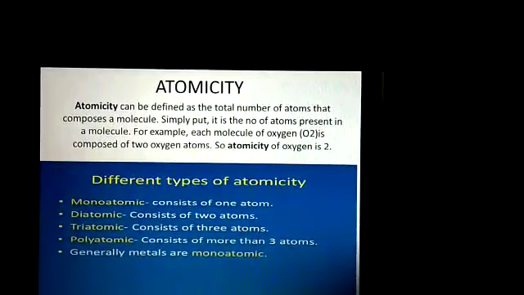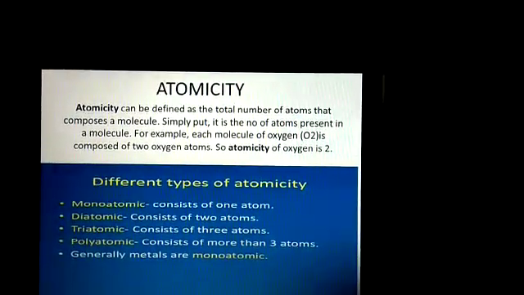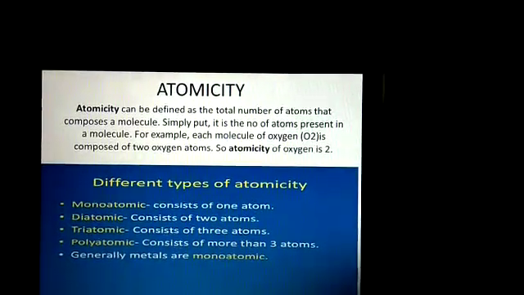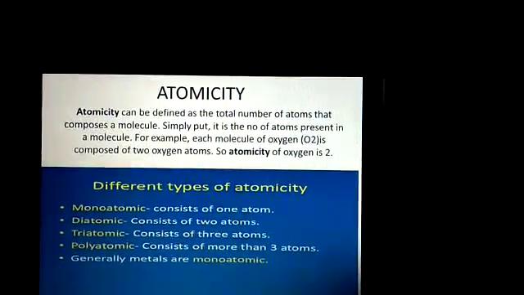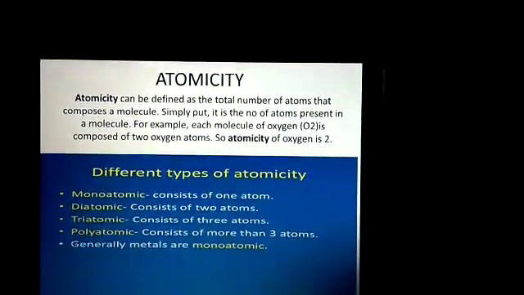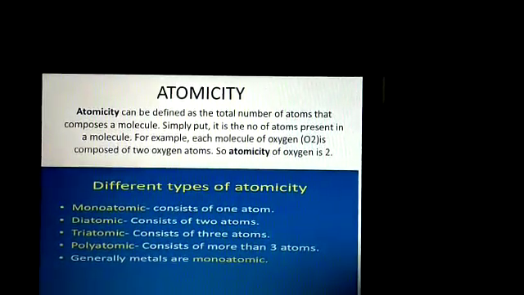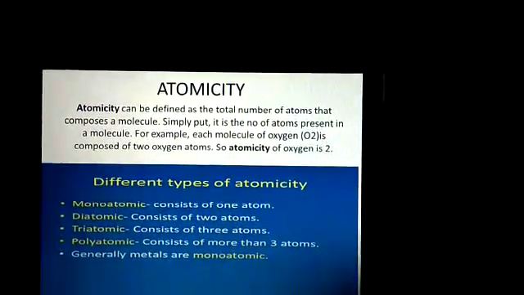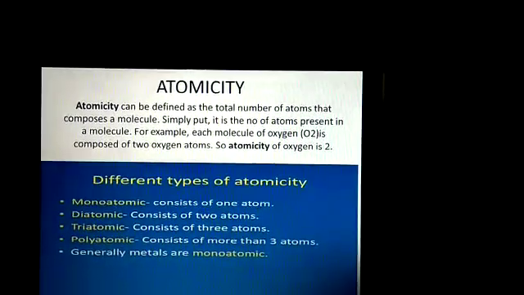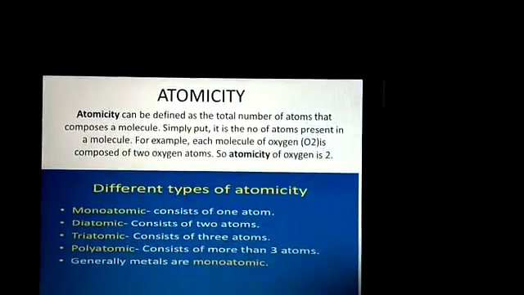Monoatomic means consisting of only one atom. Diatomic molecules consist of 2 atoms. Triatomic means consisting of 3 atoms. And polyatomic molecules consist of more than 3 atoms. Generally, all metals are monoatomic, which means all the metal elements exist as a single unit, consisting of only one atom.